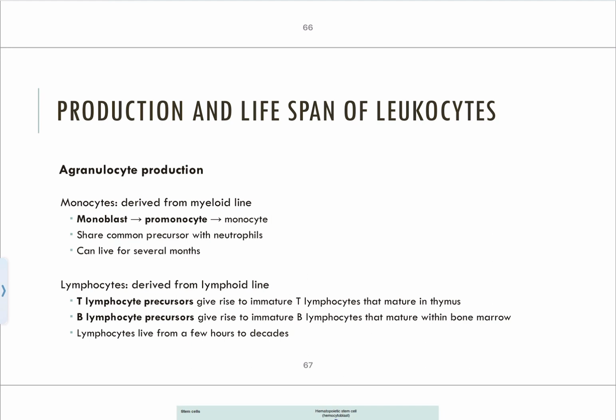Our lymphocytes, as mentioned previously, are derived from a different stem cell line, and that's going to be our lymphoid line. Depending on which type of lymphocyte we're making is going to be dependent on which precursor we start with. So we can either have our T lymphocyte precursors, which are going to give rise to our immature T lymphocytes, which are eventually going to mature in the thymus. Our B lymphocyte precursors are going to give rise to immature B lymphocytes that are going to mature within the bone marrow. If we're talking about lymphocytes, their lifespan is different. It can vary, anywhere from a couple hours to several decades.